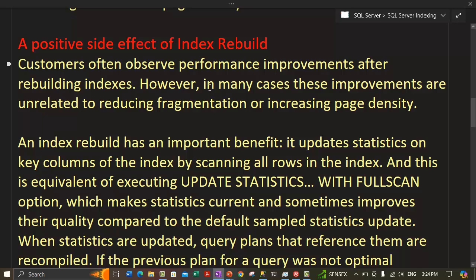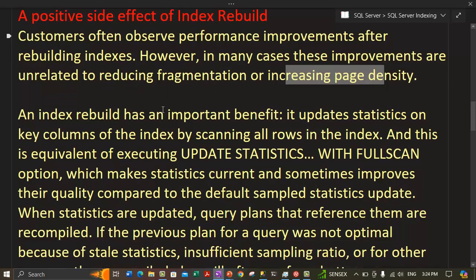But whenever we rebuild the index, it is not always the reduction in fragmentation or increase in page density that plays a part in the performance improvements. There are other factors that can play a part in performance improvement as well, that we will discuss shortly.